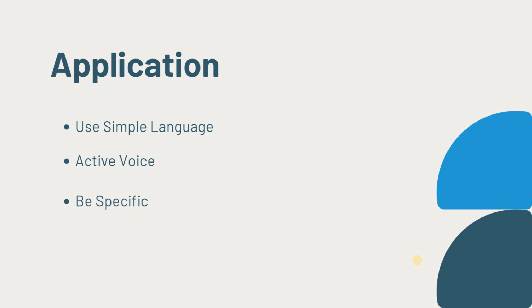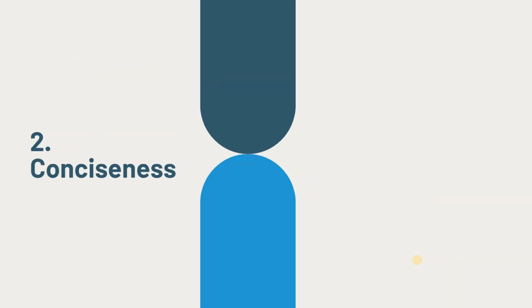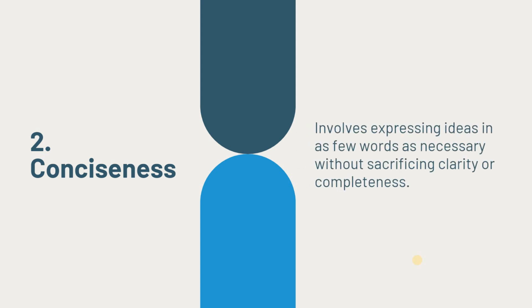Be specific. Use precise language and avoid any ambiguity. For example, instead of saying "install the software," say "install the XYZ software version 2.0." That's what we mean by being specific. So the second C in our 7 C's is conciseness. This basically involves expressing ideas in as few words as necessary without sacrificing clarity and completeness.